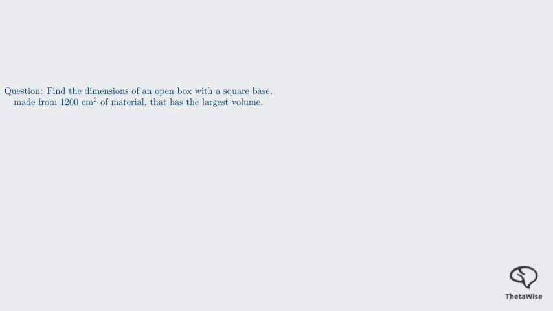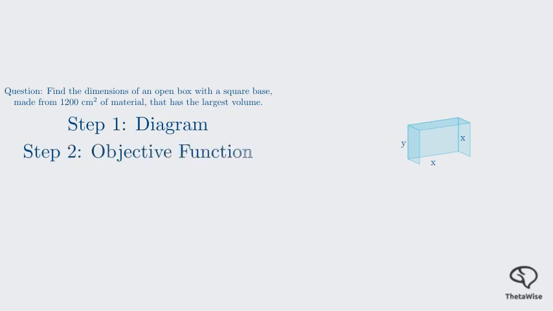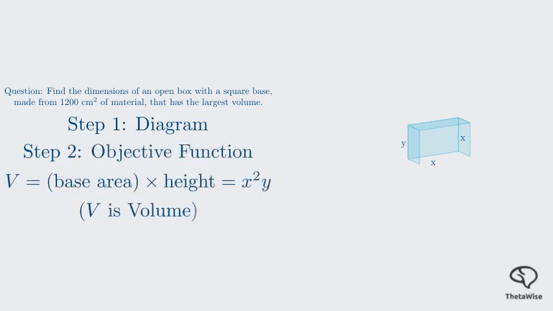The first step is to draw a diagram. Here's our box. Let the side length of the square base be x, and let the height of the box be y. Now let's write the equation we want to optimize, the volume V. Step 2. The objective function.